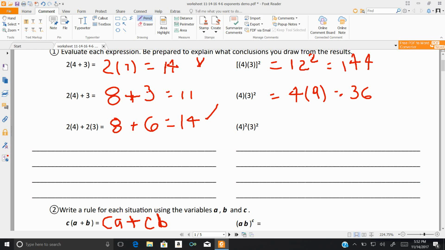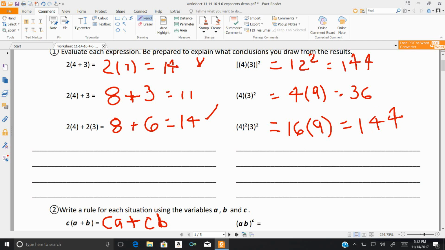Then the last calculation, we have 4 squared times 3 squared. So it's similar to the distribution that we did on the left side of the exercise. So now we have 4 squared, which is 16, times 3 squared, which is 9. And that also gives us 144.